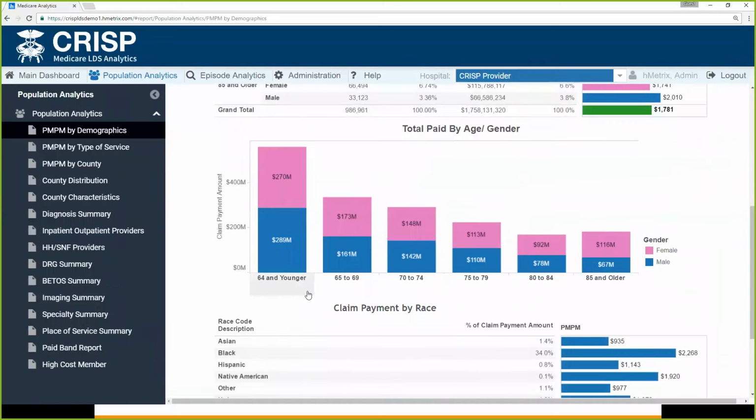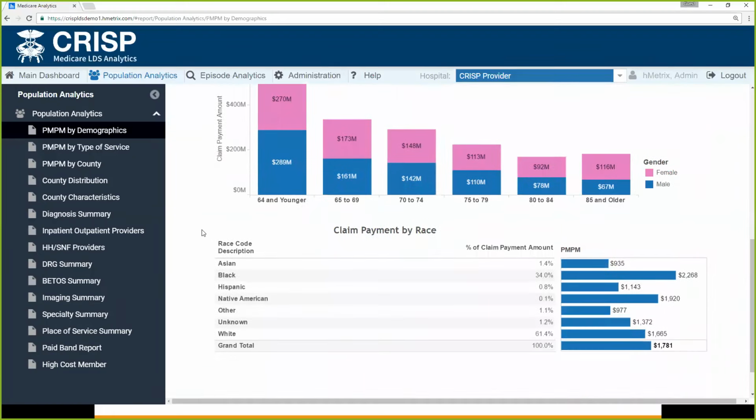We have bar charts here that show the same type of information, now just in a little chart form, if you're more inclined to look at the charts. And then we have the different races here for different demographics to look at based on this hospital's population. We have similar charts for type of service and based on county also.